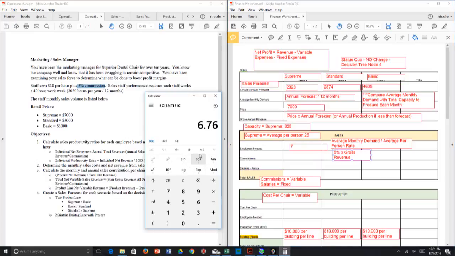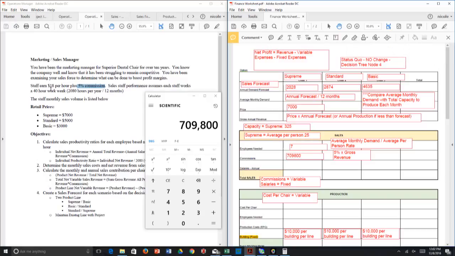So let's figure out what our Supreme chair is going to be. Our price is $7,000. We anticipate or forecast to sell 2,028 chairs. So our gross revenue is $14,196,000. And we're going to multiply that by 0.05. So our commissions for our Supreme chair is going to be $709,800.